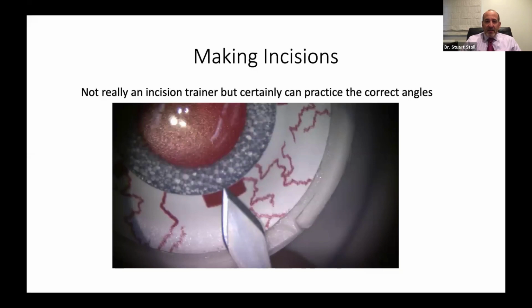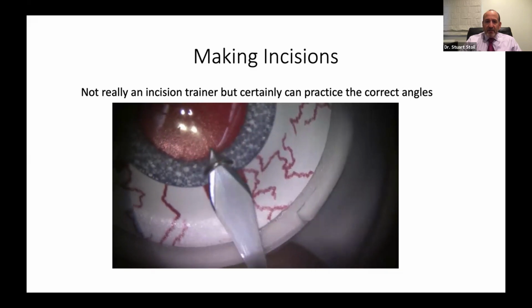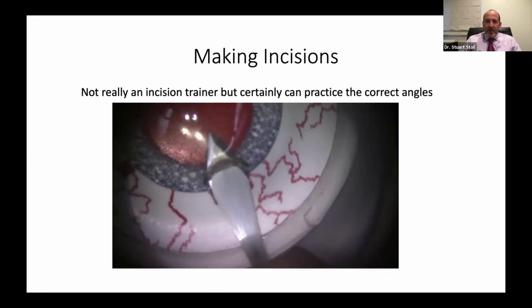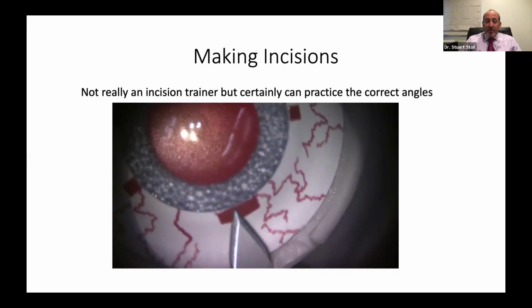You can obviously see there's the model that we showed before. We can make incisions with these. It's not really an incision trainer, but you can certainly practice the correct angles with your keratome. This is a 2.3 or actually maybe a 3 millimeter keratome here. And we're just going to show you that, line it up, get the angle nice and flat, smooth, dimple down, and create that single or biplane incision. And you can do that multiple places around the eye.